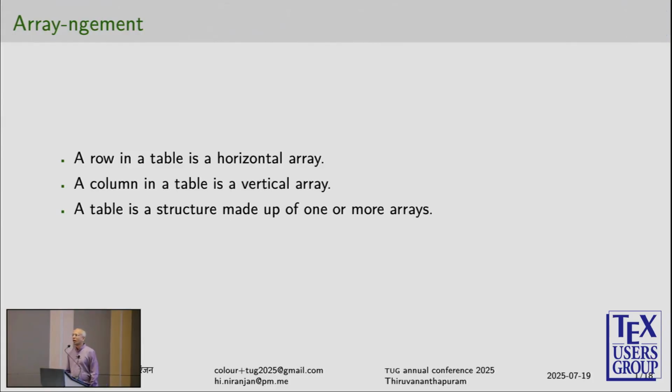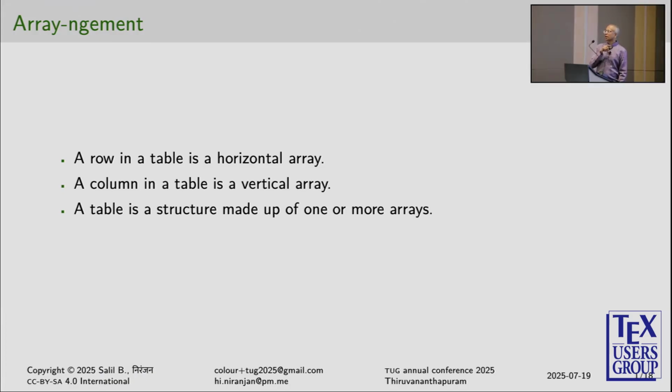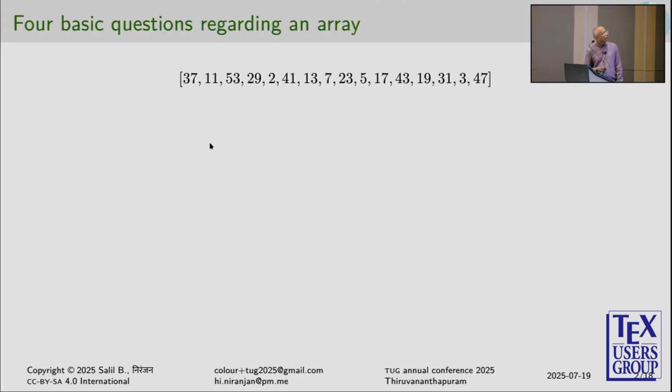So in a table, we can view columns and rows as instances of the same structure, array. So a row is a horizontal array, a column is a vertical array. And the table is made of one or more arrays. Now there are 4 basic questions regarding any array. There can be several other questions as well. So this is an array of numbers.